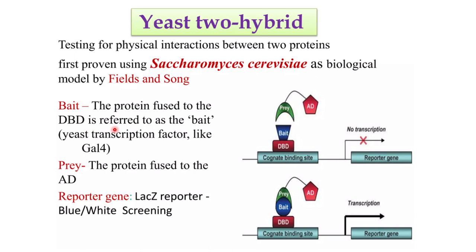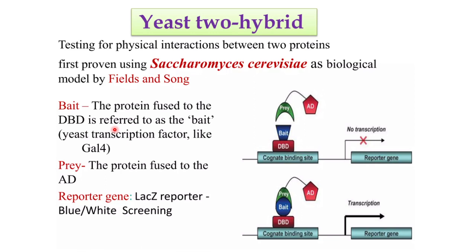Okay, so the yeast two-hybrid system is used for testing the physical interactions between two proteins. It was first demonstrated using the yeast Saccharomyces cerevisiae as a biological model by Fields and Song. So here you have the bait, a prey, and a reporter gene. The reporter gene is basically your LacZ reporter for blue-white screening. The bait here is the protein that is fused to your DNA binding domain. This is a transcription factor like GAL4, and the prey is attached to your activation domain.